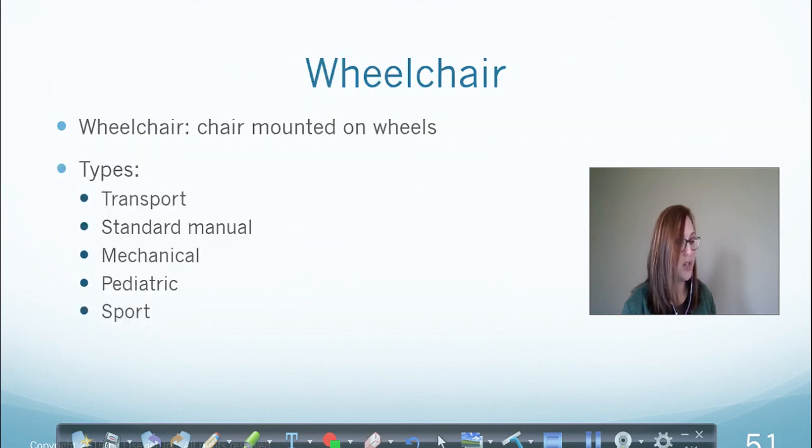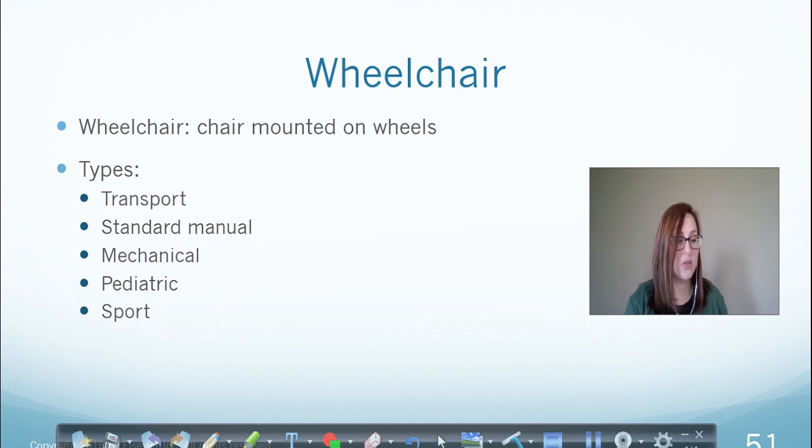So the transport wheelchair, that's a wheelchair where all four wheels are small, and it's made just for transport. Usually someone is pushing the patient in a transport wheelchair. It's usually smaller and lighter weight, that way it can be put in and out of the car easily. The standard manual wheelchair, that's what you see a lot in the hospitals or offices. The front wheels are small, the back wheels are large, and the patient can self-propel them if they have enough upper body strength to do that.